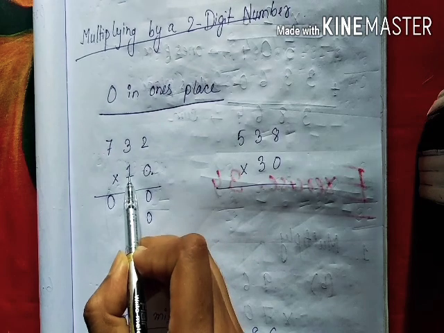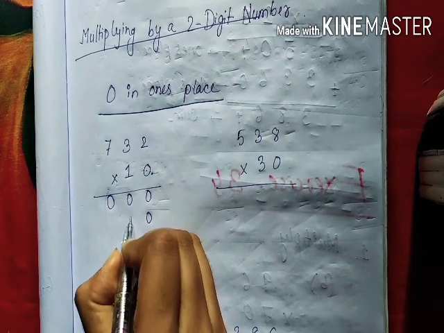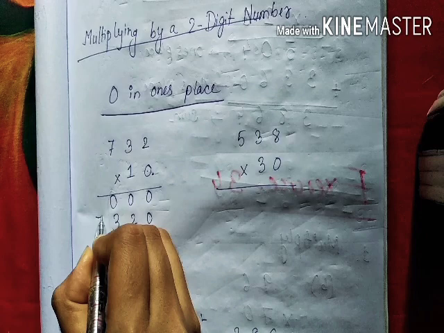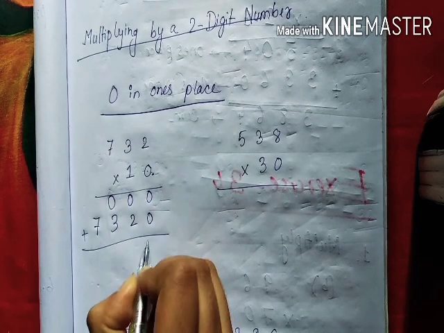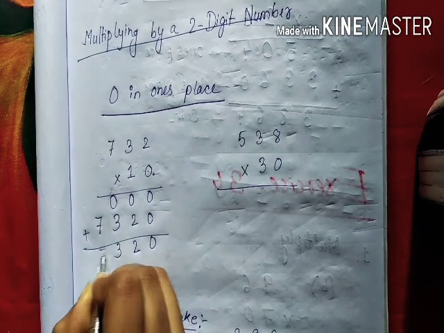Now we have to move forward to the tens place. So 2 times 1 is 2, 3 times 1 is 3, 7 times 1 is 7. Now we have to do addition, 0 2 3 7.